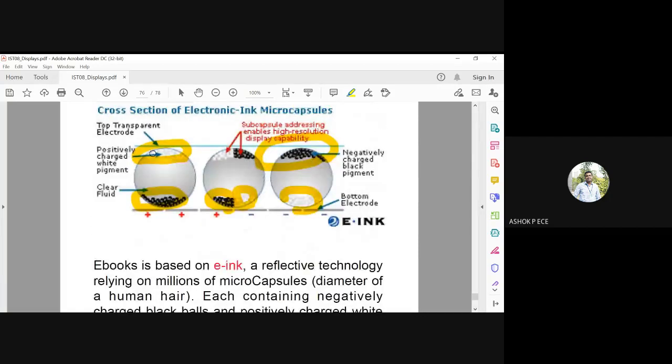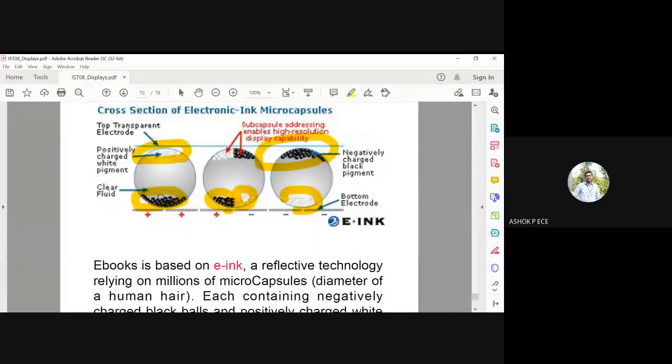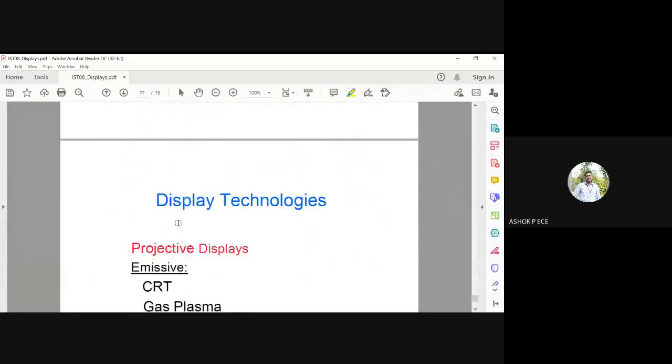If both here, when you see from top, it will be white in color in the first case. When you see in the last case, it is black in color. So when you see in the second case, it is a mixture of white and black, so it represents a gray level. Okay. So it is called e-ink, because you use white and black pigments for display.